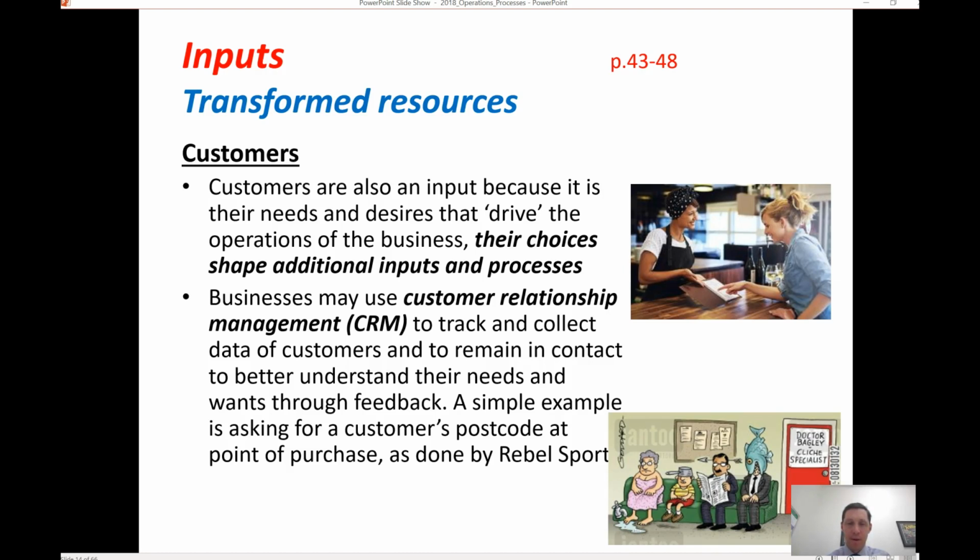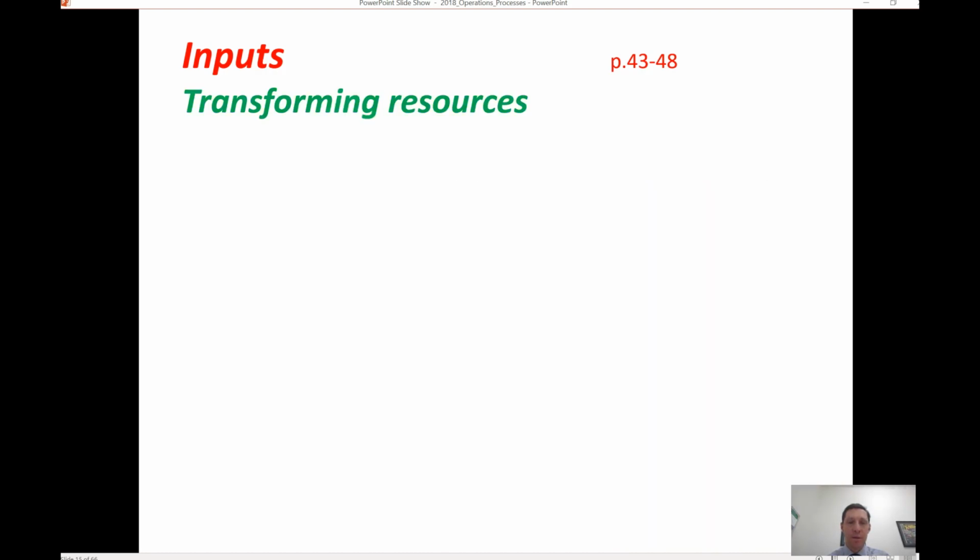and remain in contact to better understand the needs and wants of those customers through feedback. So, for example, you go to Rebel Sport, you purchase a product, they always ask for your postcode. They're trying to get a better understanding about who their customers are so that they can deliver in line with the desires and needs of those customers.